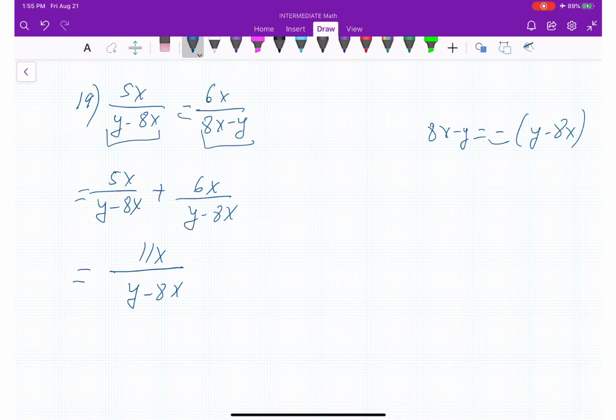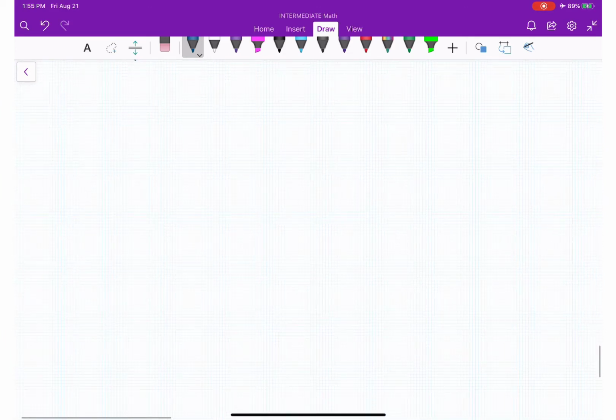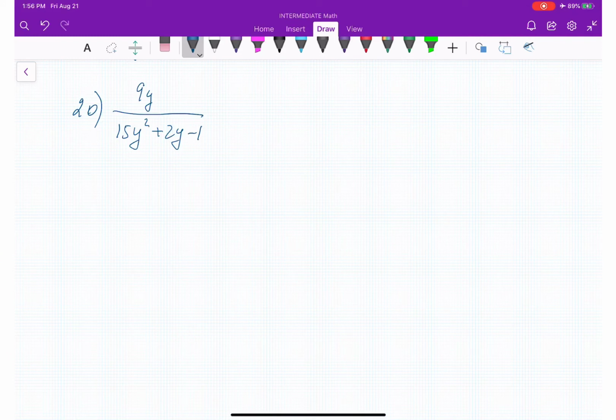Okay, we are getting to the last question, question number 20. It is going to be 9y over 15y squared plus 2y minus 1 minus 4y over 3y squared minus 5y minus 2. Okay. Working out 15y squared plus 2y minus 1.